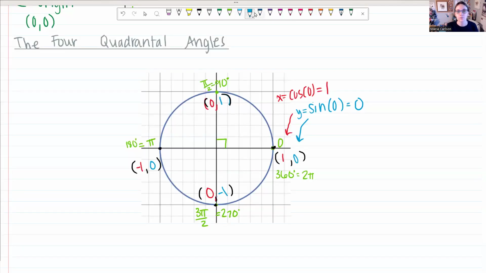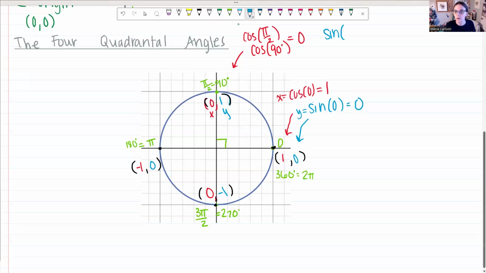All right, let's look at pi over 2. So at this point, x is 0, so this tells me that cosine of pi over 2, or cosine of 90 degrees, is equal to the x coordinate, or 0. And the y value, 1, is equal to the sine of pi over 2, or the sine of 90 degrees, which is 1. And then I can say the tangent is sine over cosine, which is 1 over 0, or undefined.